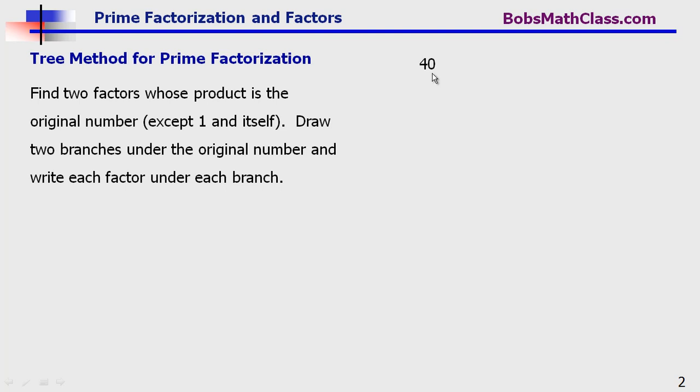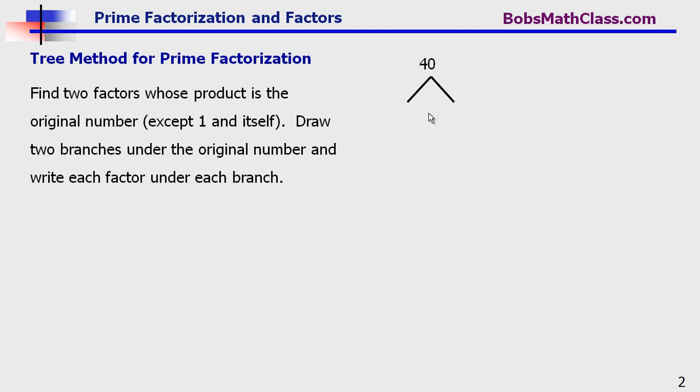Here's a number that we're starting with, 40, just for an example. Find two factors whose product is the original number, except for 1 and itself. So we just don't want to use 1 and 40 here. What we're going to do is draw two branches under the original number and write each factor under each branch. Okay, so just think of any two numbers that multiply to be 40.